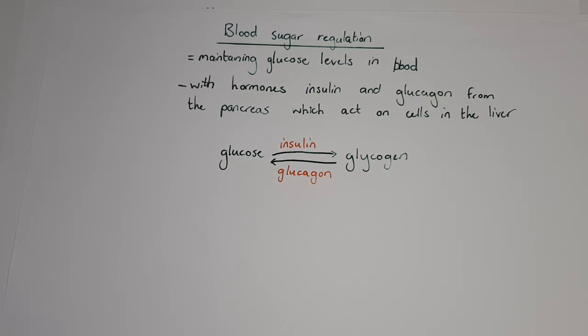So we always need to maintain the levels in the right way, and that happens with the hormones insulin and glucagon. I explained in the last video that our hormones insulin and glucagon come from the pancreas, specifically in little cells in the pancreas that we call islets of Langerhans. We're going to release insulin or glucagon from the pancreas, travel in the blood, and it would act on the liver.